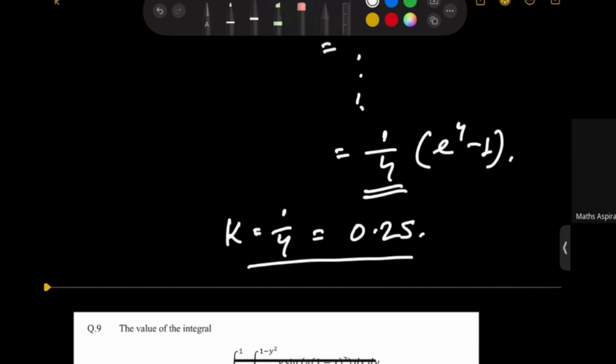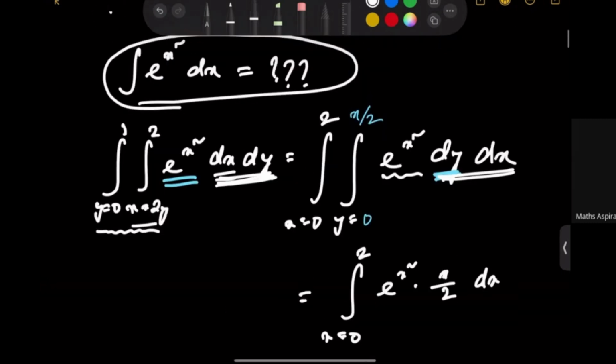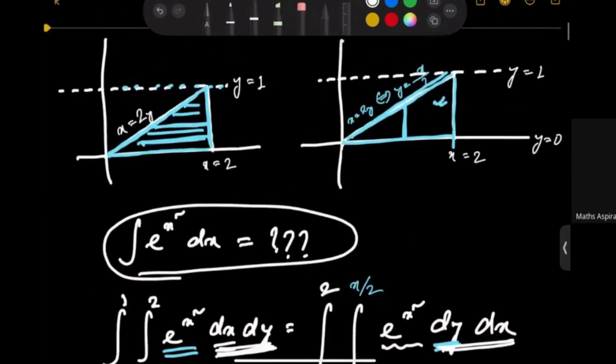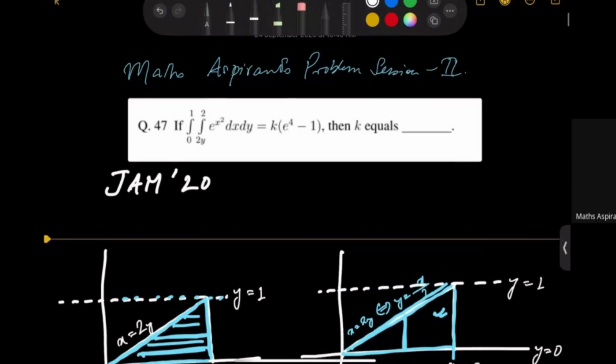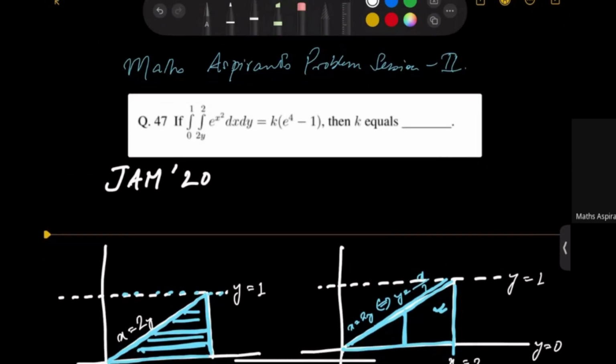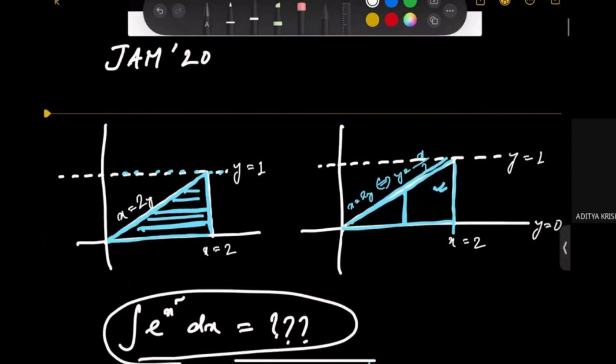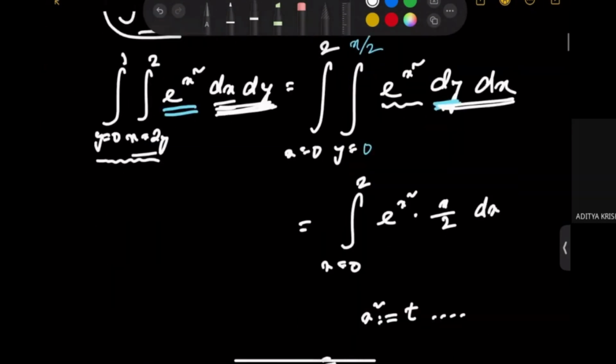Is it clear, guys, how we tried this problem? Guys, is it clear, or do you want me to repeat this solution again? Yes, sir. Clear? Okay. So let's move to the next problem then.